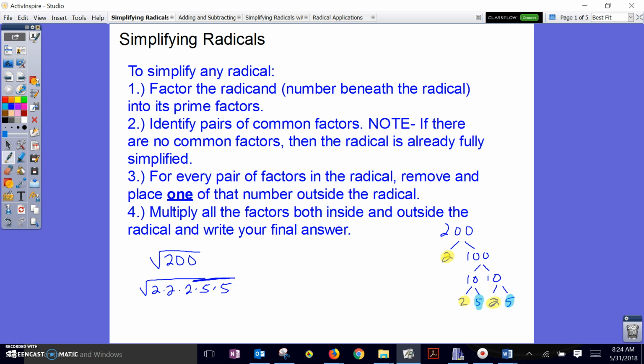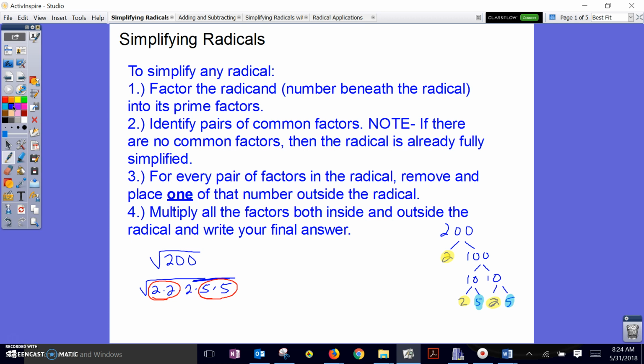All right. The next thing we're going to do is identify pairs of common factors. Right here we have a pair of 2's, and we also have a pair of 5's. And we have a leftover 2 that doesn't have a partner.